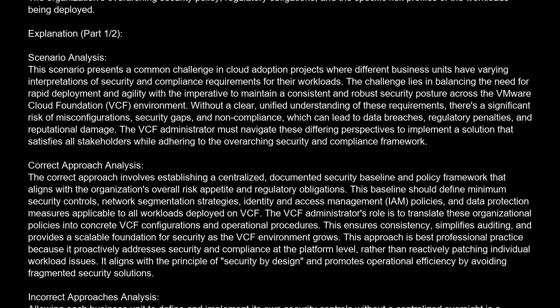The correct answer is C. The organization's overarching security policy, regulatory obligations, and the specific risk profiles of the workloads being deployed. Explanation. Scenario analysis.